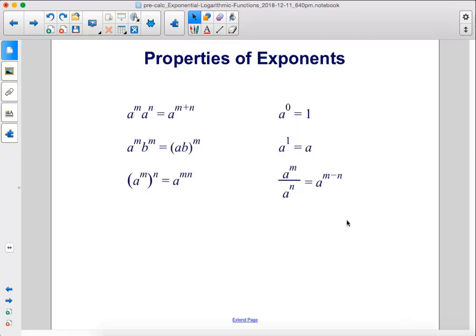Here are properties of exponents. a to the m times a to the n equals a to the m plus n. a to the m times b to the m equals a times b to the m. a to the m to the n equals a to the mn. a to the 0 power equals 1. a to the 1st power equals a. a to the m power divided by a to the n equals a to the m minus n.